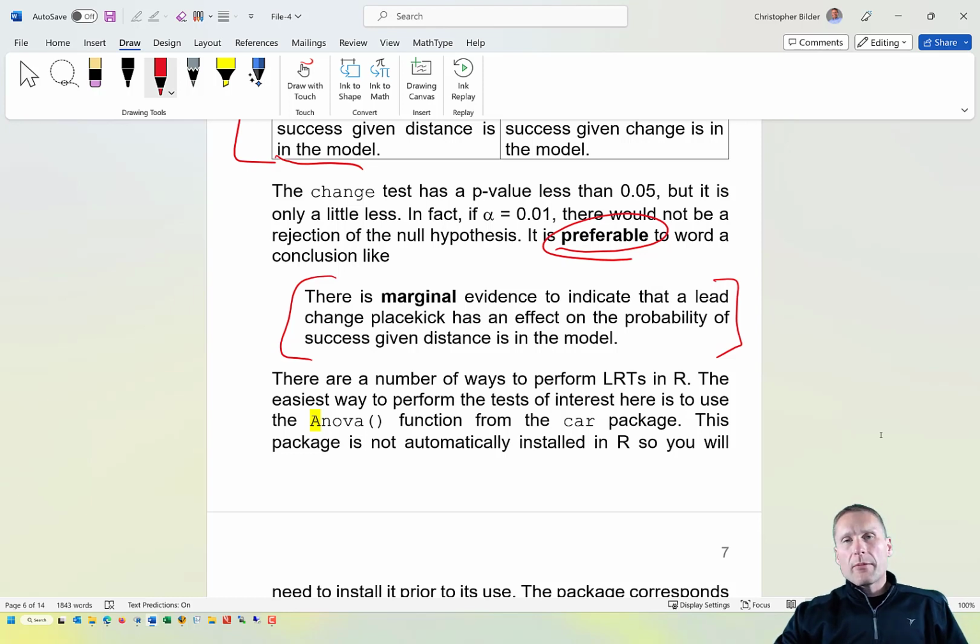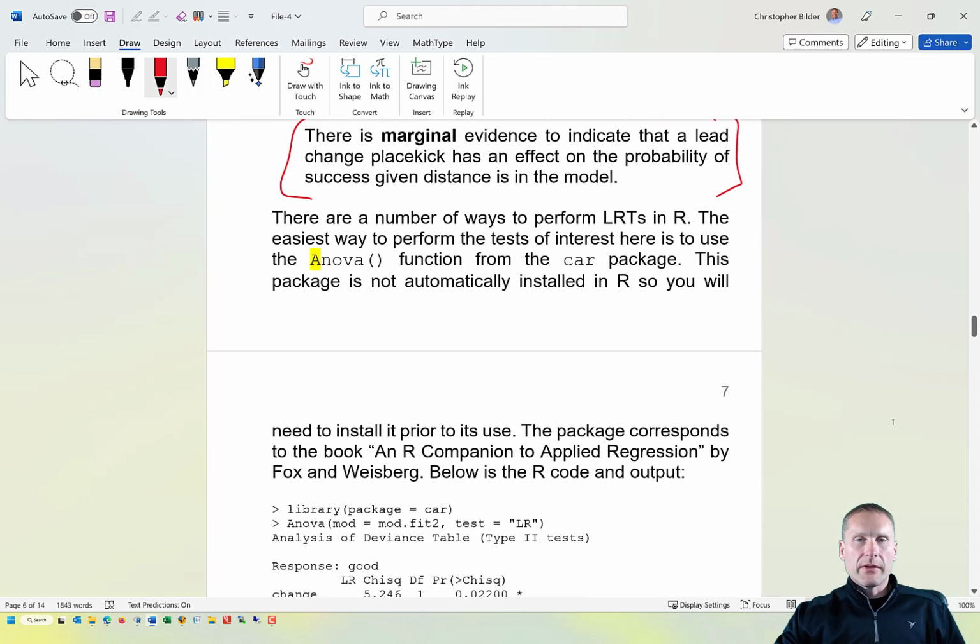Okay, what about likelihood ratio tests then? We're going to look at two main ways to do it. The first way uses what's called the ANOVA function. I'll explain why we use something called ANOVA here, even though we're not doing analysis of variance. I'll explain that reason later.